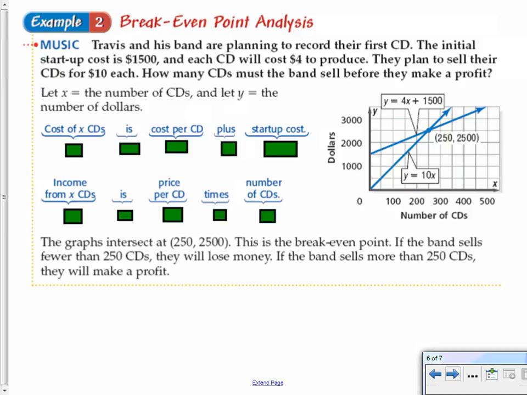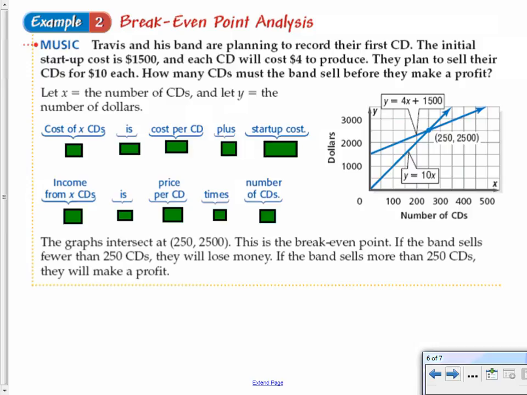So again, it's going to cost them to make these CDs. It costs them up front just to start all of this process, but they can sell their CDs for more than they're spending on each CD. So after a while, they hope to make some money off of it. Well, how much do they have to sell to actually make money? We can figure that out by just setting up two linear equations.